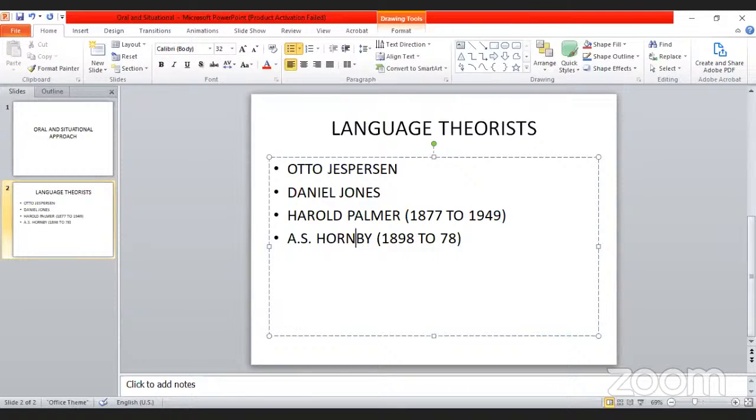And in the period of Palmer, Jones, Jespersen, the inclination towards the direct method was very strong, that they have to learn English without any support of translation or anything like that. They should just be exposed to the language, and they should be made to learn the language in an English speaking environment. That is what we mean by the direct approach.